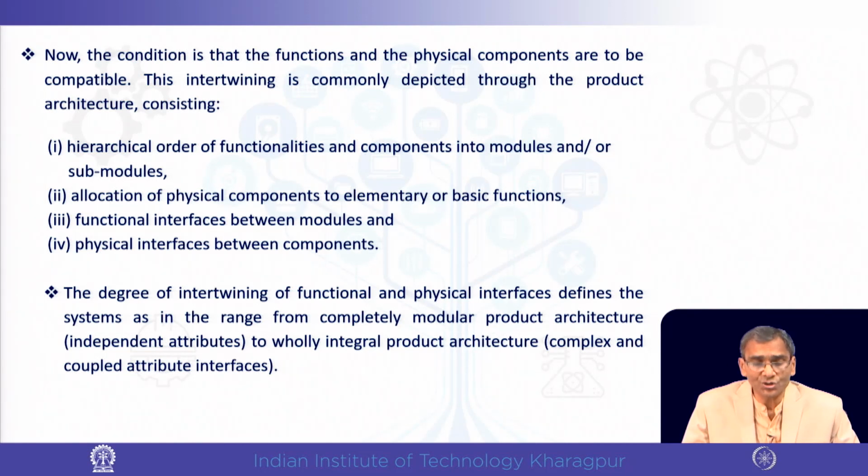Allocation of physical components to elementary or basic functions. So, which physical component will perform what? What would roll the film in a camera is the lever through which that function is to be accomplished. What is that button which will change the screen? So, these are the physical parts and that is the function to be realized.